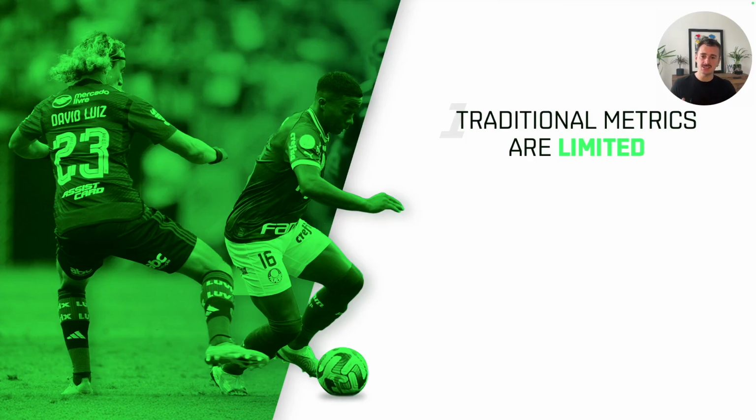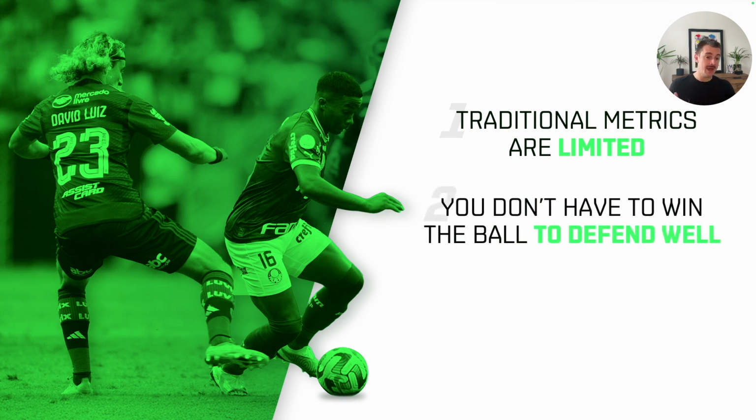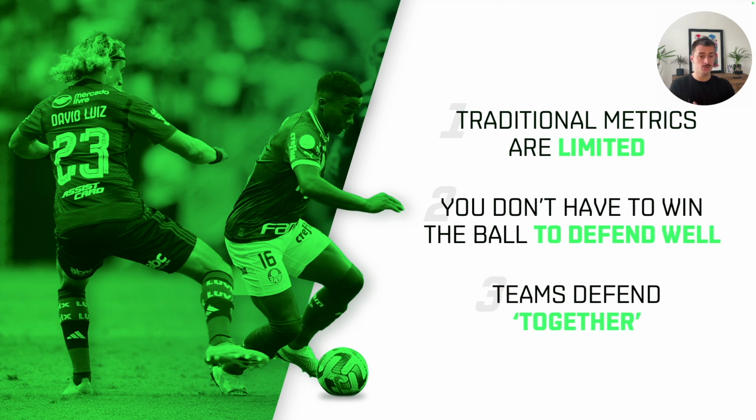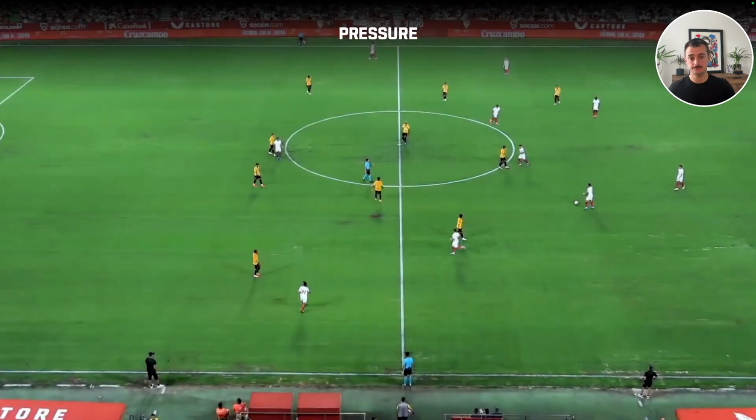Well, tackles, interceptions and blocks offer a signal, but they do lack context. You don't necessarily have to win the ball to defend well. Often players will be forcing their opposition backwards or setting a trap. And teams defend together, so we will often see pressing triggers and pressing chains. We're now able to understand them in more detail.